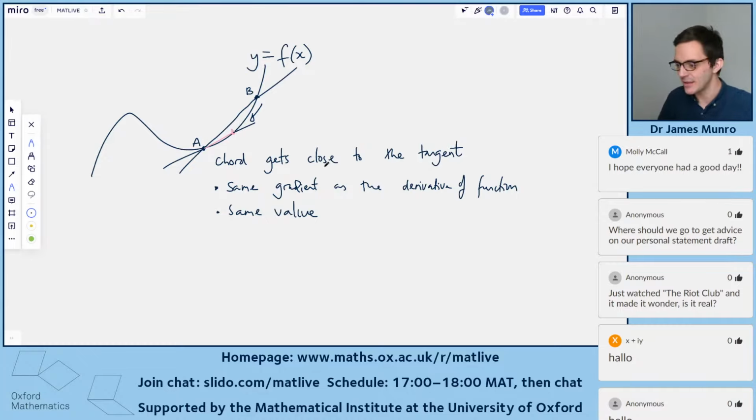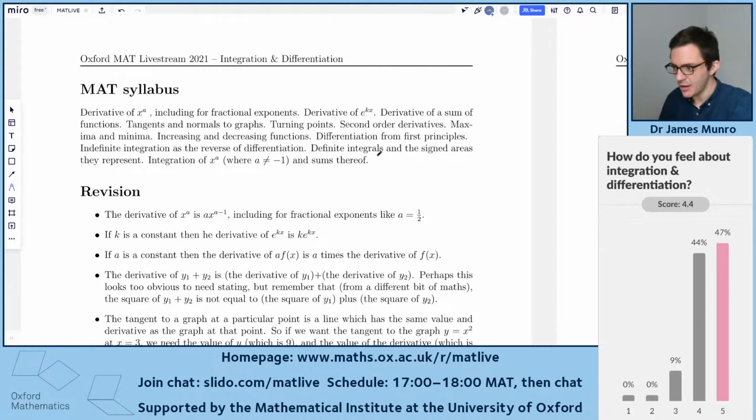Okay, let's do a poll. We usually do a poll at the start. The poll is a rating out of 5 stars. How do you feel about integration and differentiation? Is this sort of stuff on the MAT syllabus: derivatives of x to the a and e to the kx, doing integrals, finding areas, thinking about increasing and decreasing functions, that differentiation from first principles thing I just mentioned, the summing things and integration. If you're happy with that, you could vote something like 4 or 5 stars.